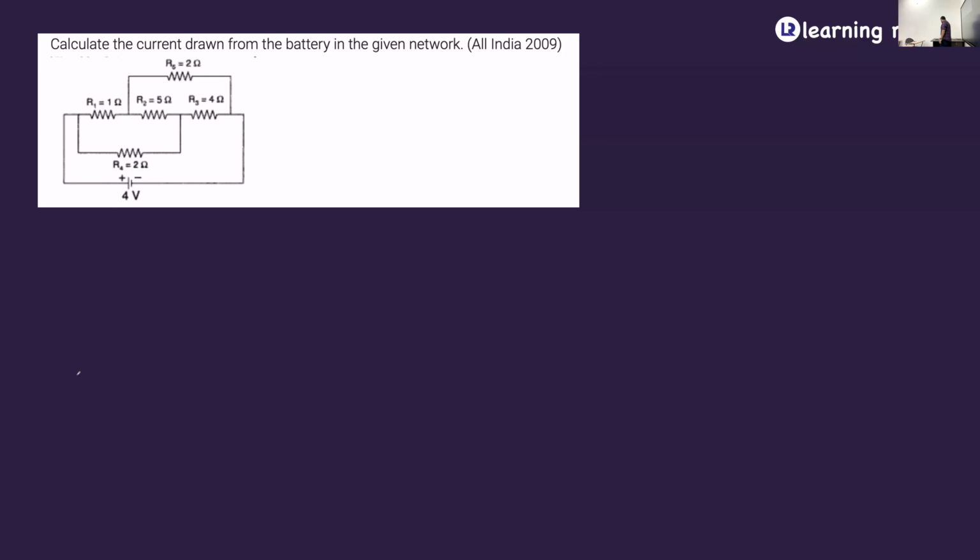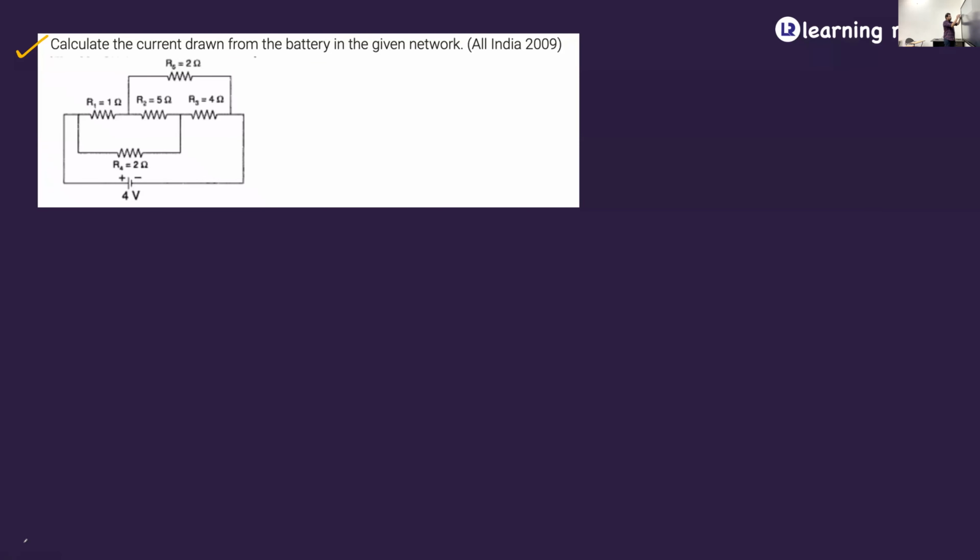Guys, listen. So let's see this problem. Calculate the current drawn from the battery in the given network. Okay.